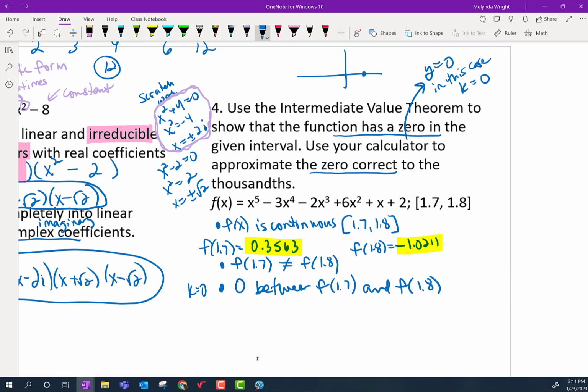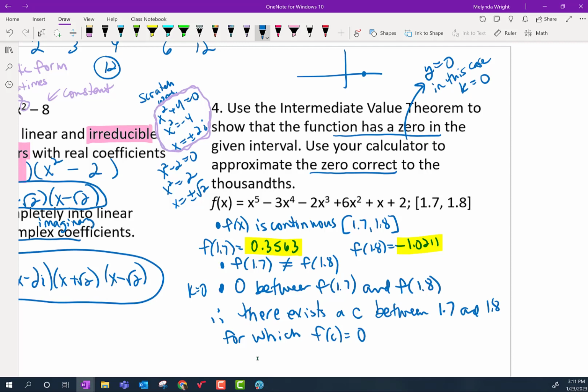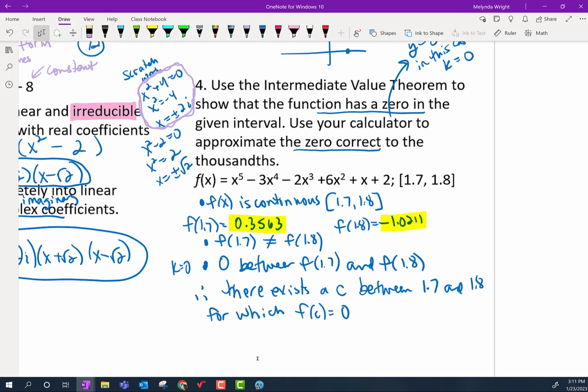That's our third check. Therefore, we're doing the conclusion. There exists a c between 1.7 and 1.8 for which f of c equals k, which is 0. There's our theorem. I'm going to pause there for a second.